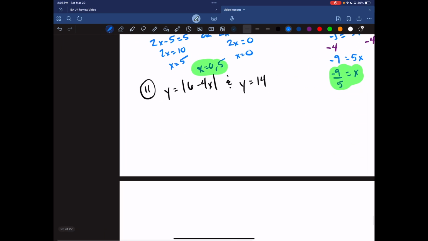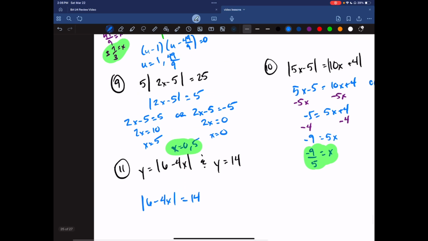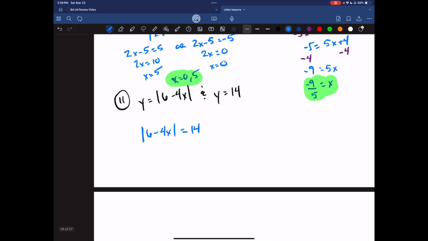Okay. Last one, number 11. All right, so in a situation like this where they give you two equations, usually y equals something and y equals something else, you're trying to find out where the two meet. Okay, and so all you need to do, if they're both equal to y, is set them equal to each other. So this is going to be absolute value of 6 minus 4x equals 14. And then this works exactly the same as 9 and 10. So 6 minus 4x equals positive 14, or 6 minus 4x equals negative 14.